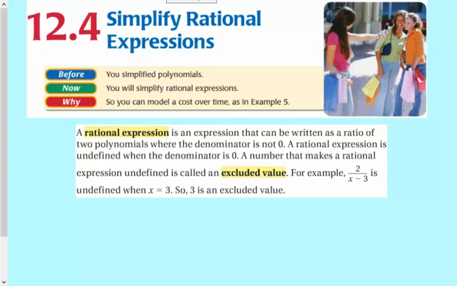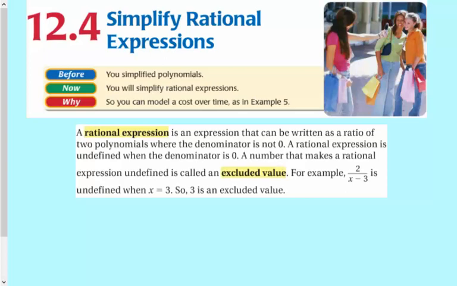All right, for 12.4, we're going to be learning about simplifying rational expressions. A rational expression is an expression that can be written as a ratio of two polynomials where the denominator is not zero. Basically, what we've got going on here is a polynomial divided by a polynomial. Generally, there's going to be an x in the denominator and x's in the numerator. You're going to see things like this.